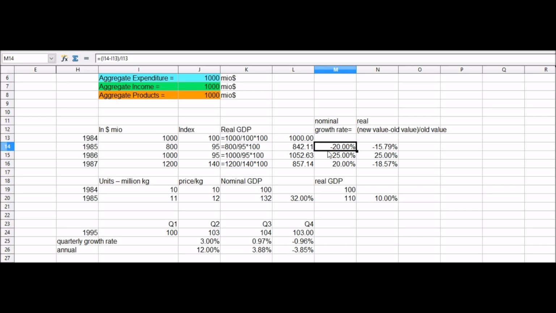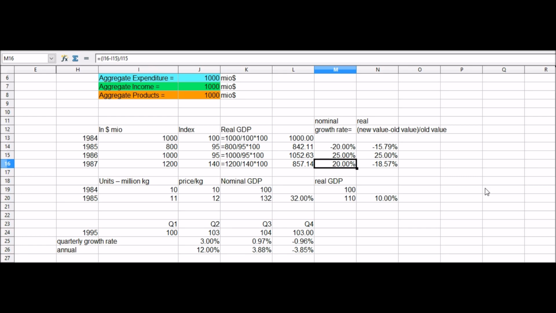Between 1986 and 1985, the gross domestic product has gone up. And between 1987 and 1986, the gross domestic product has increased by another 20%, which is a nominal growth rate. So this figure makes more sense to us and to central banks and market participants than an absolute number.